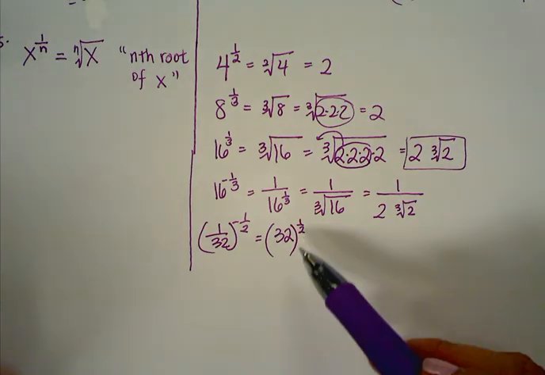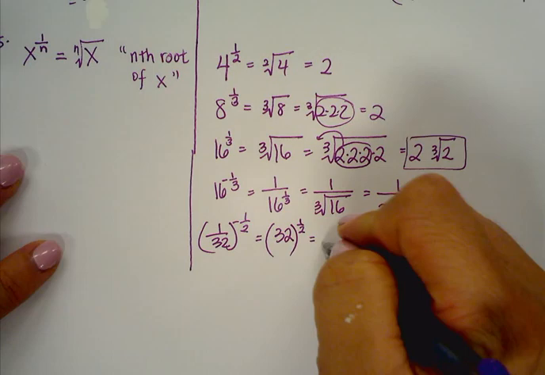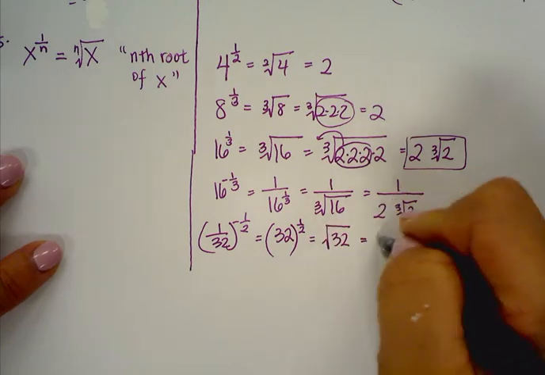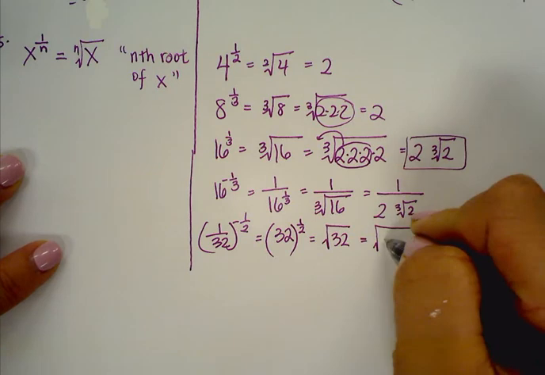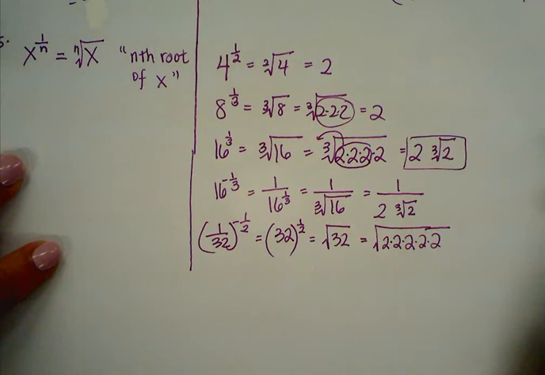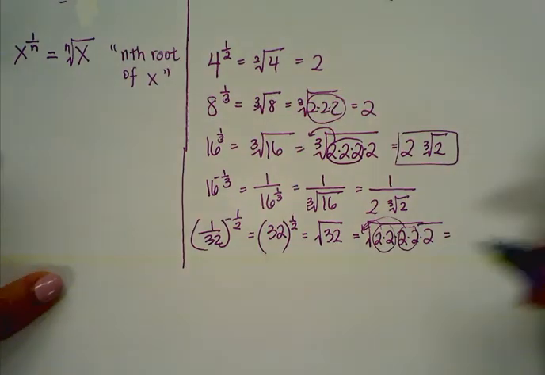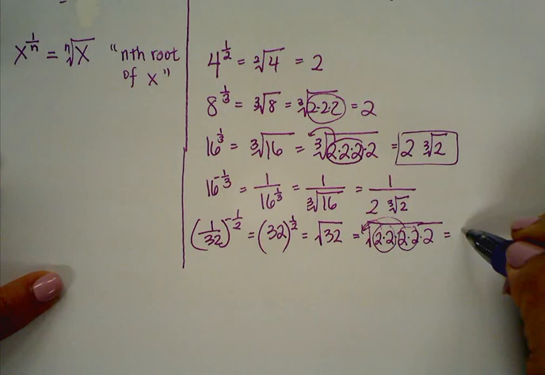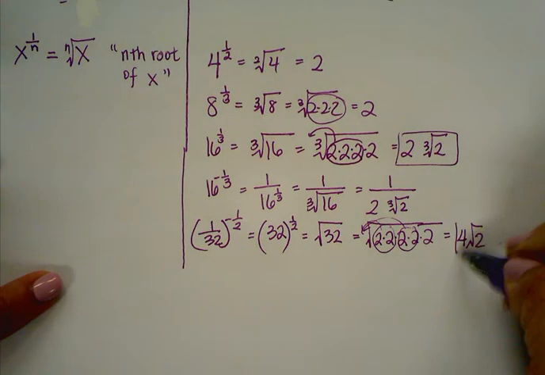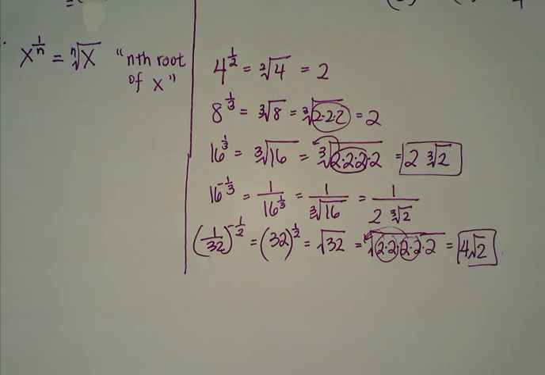And what does a 1/2 exponent mean? Square root of 32. But what are the factors of 32? 32 is 2 times 2 times 2 times 2 times 2. So I get one pair of 2's out, another pair of 2's out, right? So how many 2's can come out? 4. So we have 4 radical 2. Okay? You guys feel good about that? Can we do another one like that? Yeah. Another one? Okay.